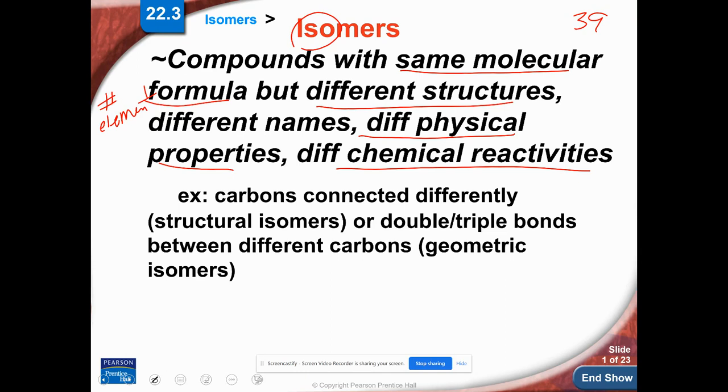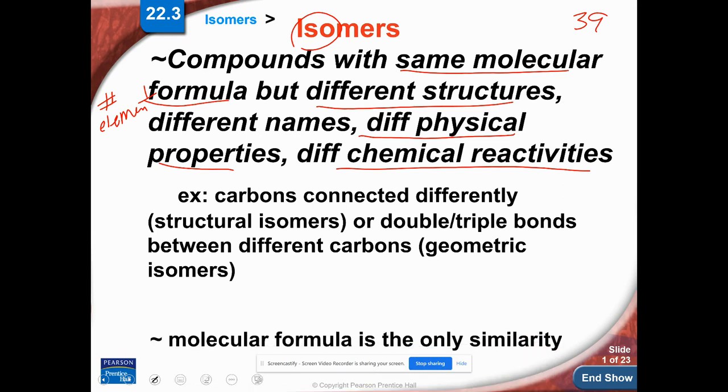All right, so carbons connected differently is called a structural isomer. So if I have a long straight chain and I suddenly give it a branch instead, taking one off of the end and making a branch, that's a structural isomer. If the double or triple bond between different carbons is in a different location, that's what we call a geometric isomer.